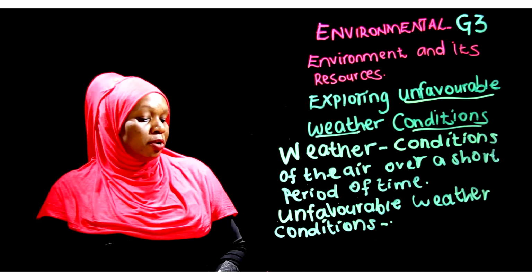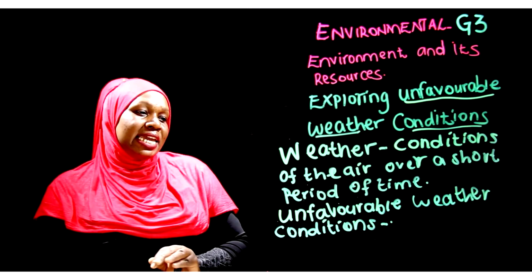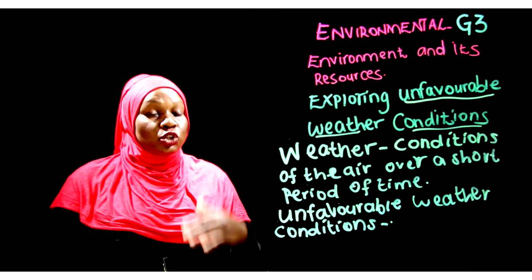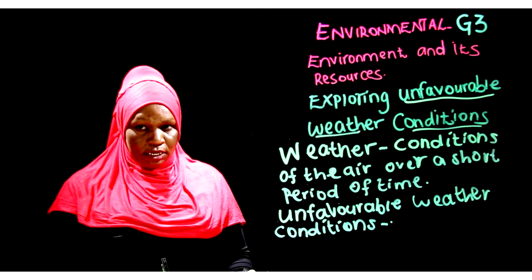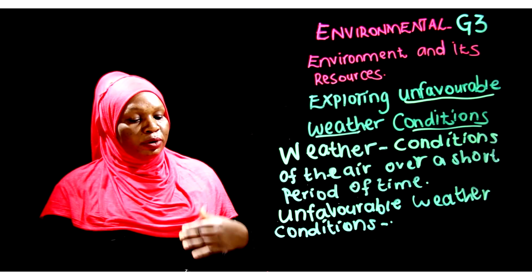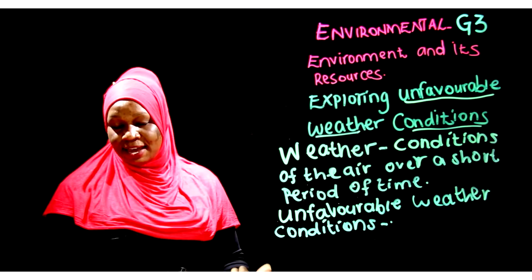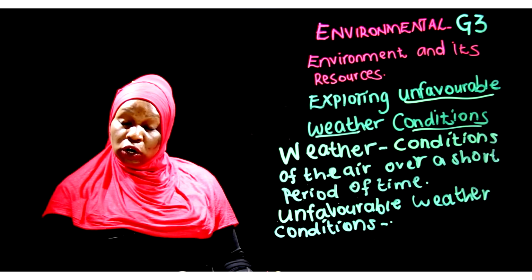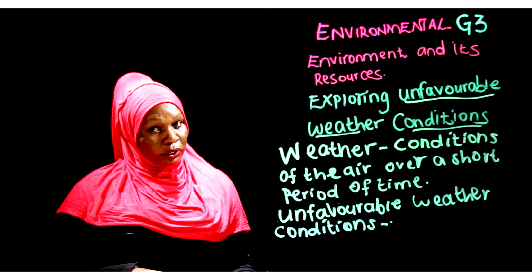When we say unfavorable weather conditions, we mean it is the weather that is not okay. The weather that could harm us. It could harm animals. It could harm plants. So it means a bad weather. So we could say it's a bad weather that is harmful to people, to plants, and to animals.